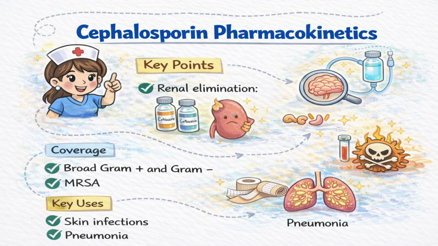For adverse effects, cephalosporins are generally well tolerated, but nurses should watch for allergic reactions, GI upset, and C. diff infection. Also, some cephalosporins, especially cefotetan, can cause bleeding due to vitamin K deficiency and a disulfiram-like reaction with alcohol.